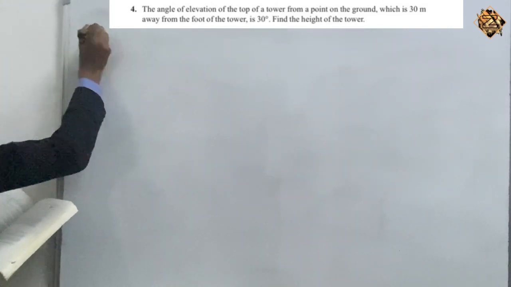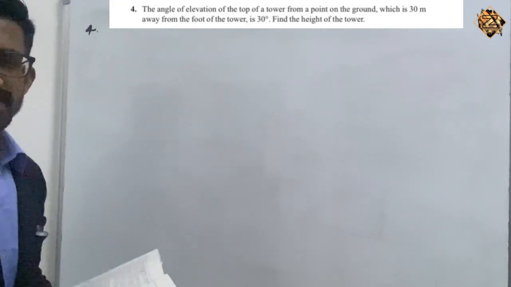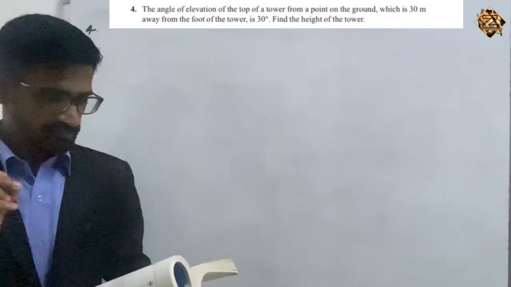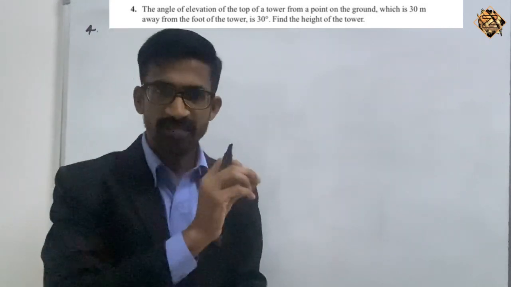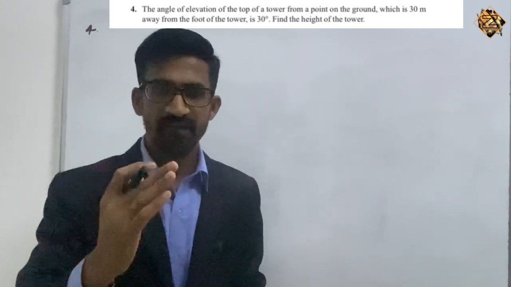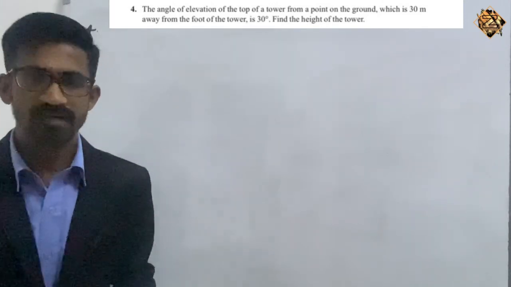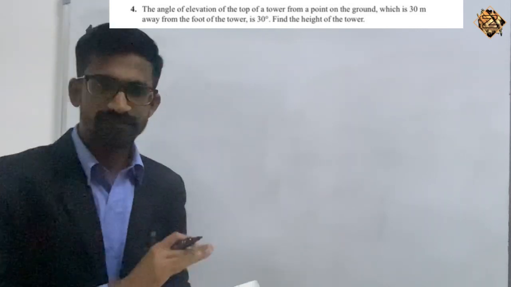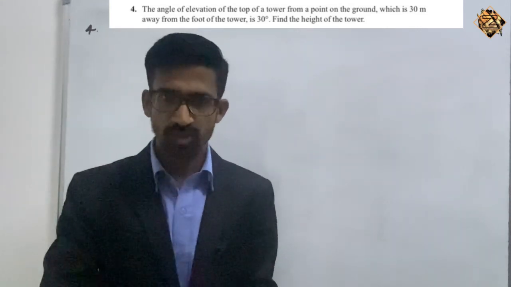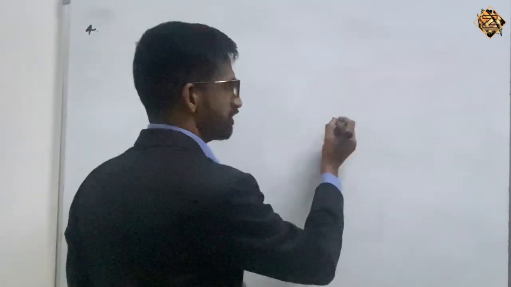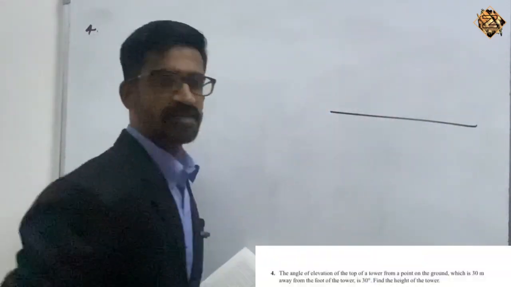Please look at textbook, question number 4. The question says the angle of elevation of top of a tower from a point on the ground which is 30 meters away from the foot of the tower is 30 degree, and the question is find the height of the tower, isn't it? So here we need to understand one thing. Whenever we solve questions from this application of trigonometry, we have to draw a figure roughly. So we will first draw a figure as per the given question.